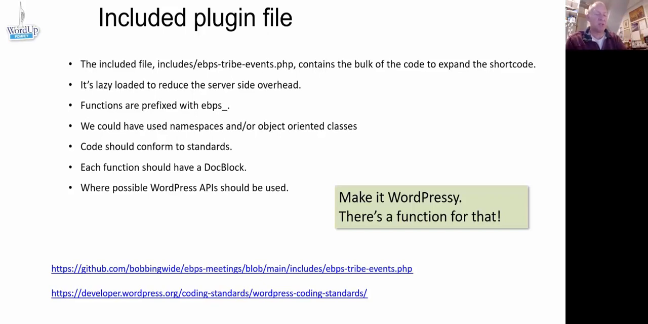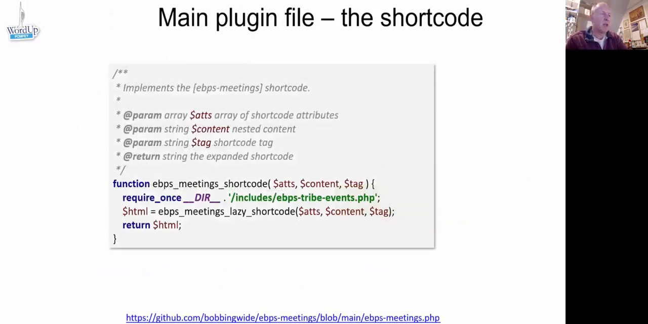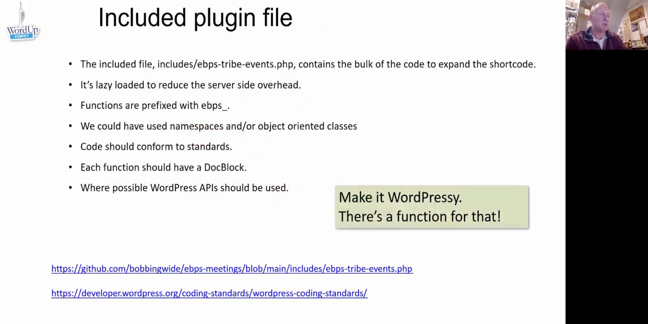WordPress has lots of standards which you can follow, and each function should also have a thing called a doc block, which we saw in that one there, implements the ebps_meetings shortcode and some special tags starting with an at sign. And where possible, if you're going to write some WordPress stuff, you should actually make use of WordPress APIs. Or as Andrew put it, I used to tell him all the time when he was writing stuff, make it WordPressy. And as we always say, there's a function for that. So when you're writing a plugin, the thing to do is to look to see if there's already something that does the bit of logic that you want it to do.